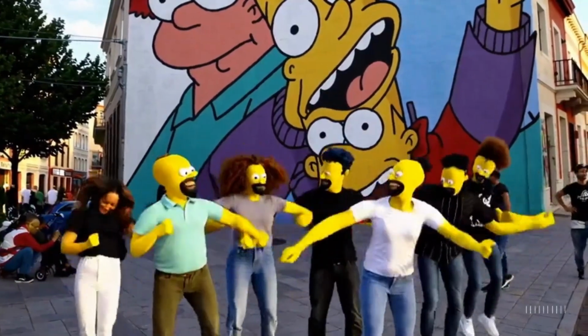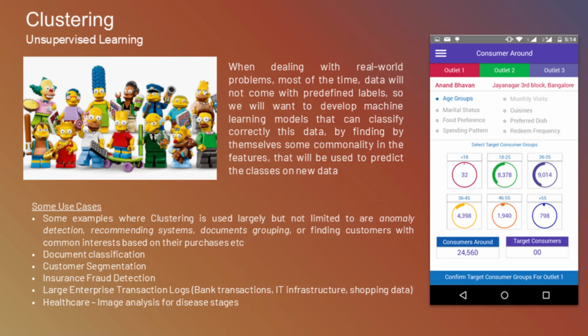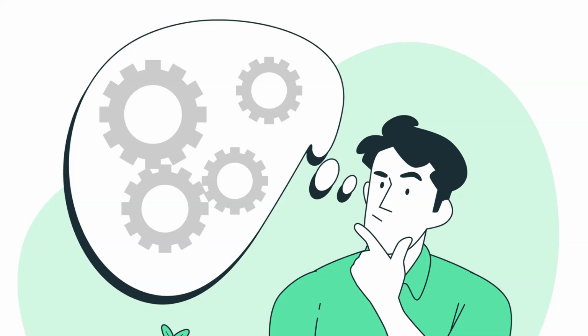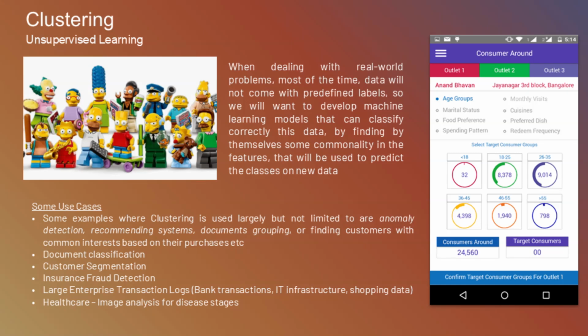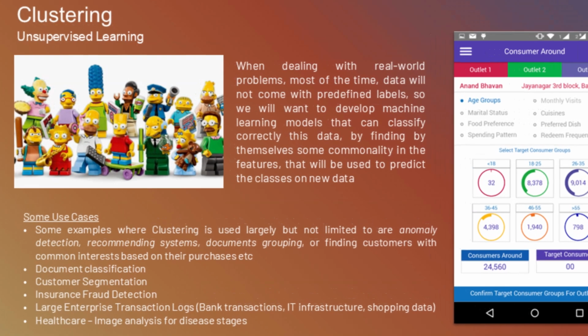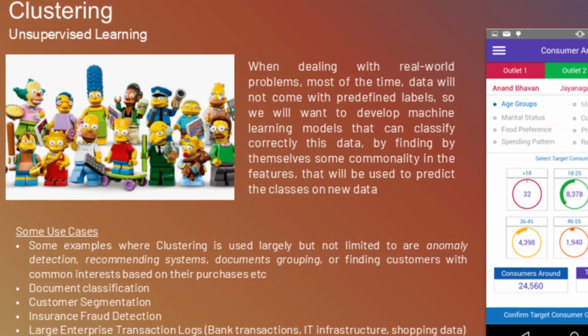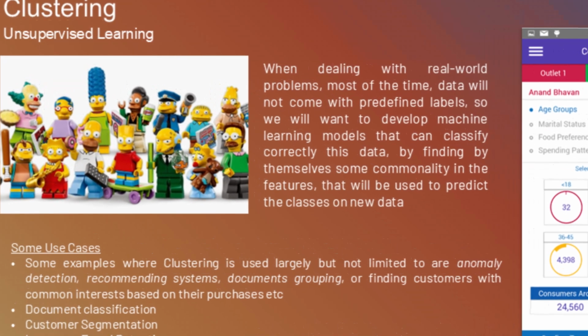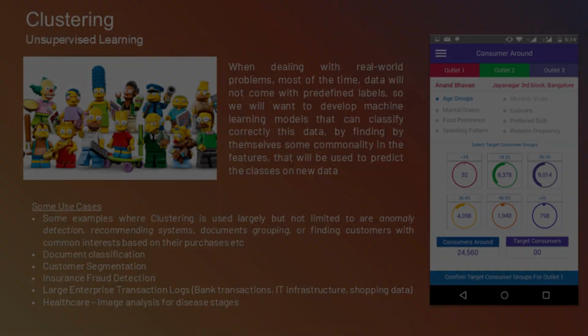Imagine the characters from The Simpsons. They all look different, dress differently, and have their own quirks. But if you look closely, you can still form meaningful groups, like all the kids, all the adults, or even characters with blue hair. That's clustering at work: no labels, just patterns.